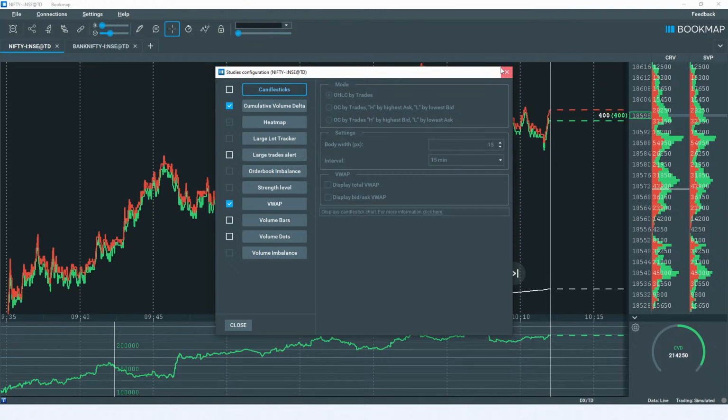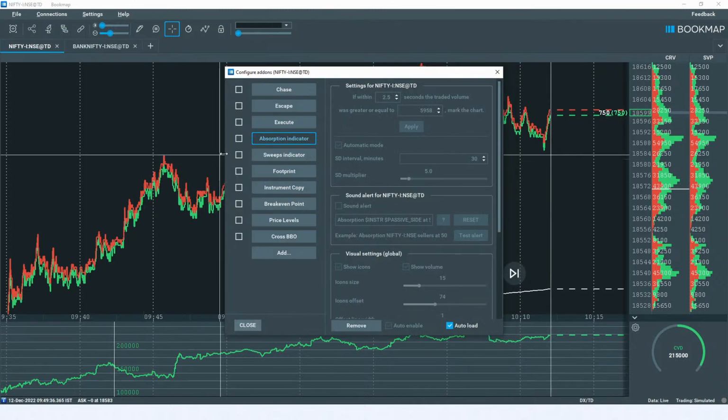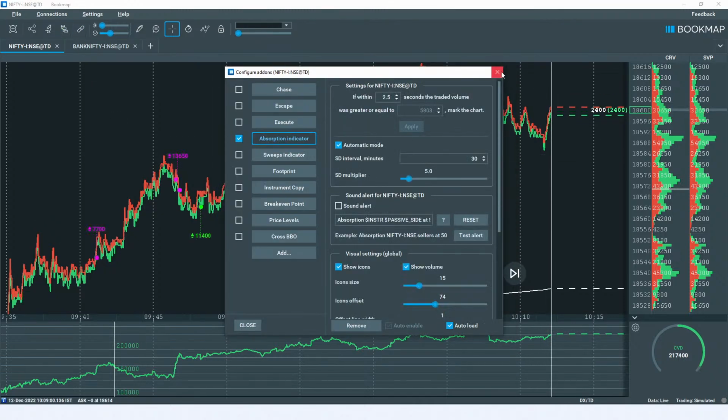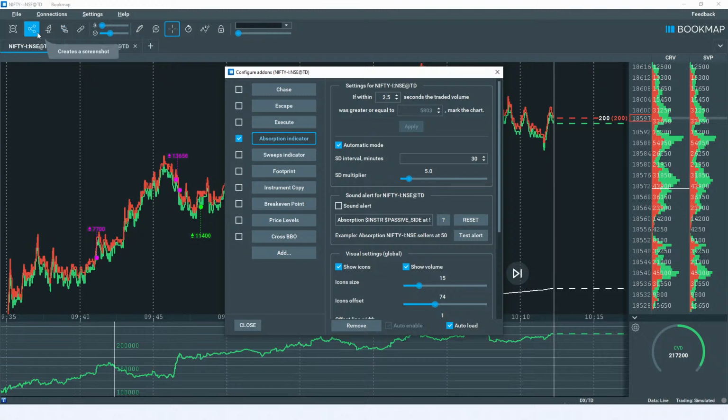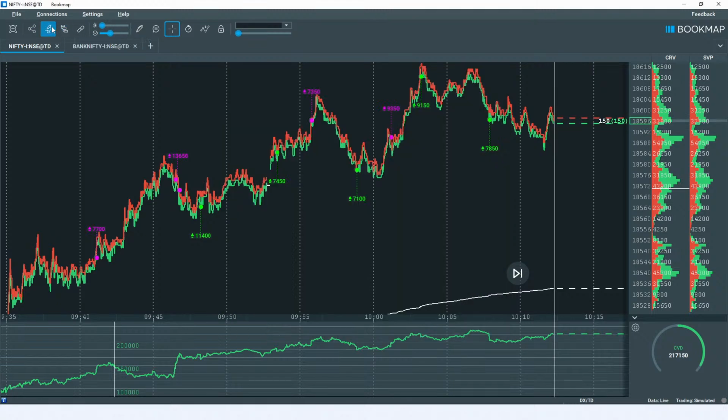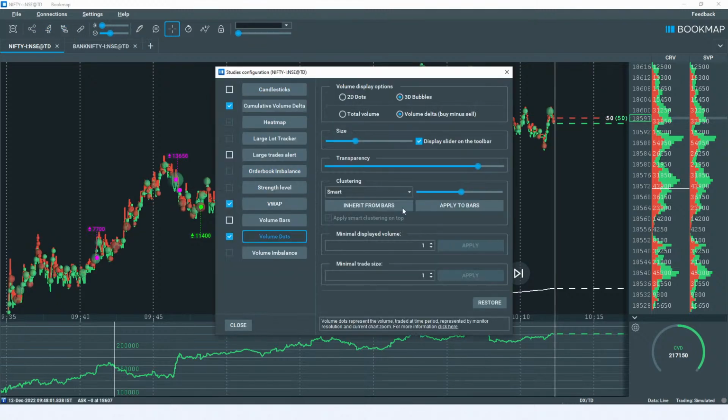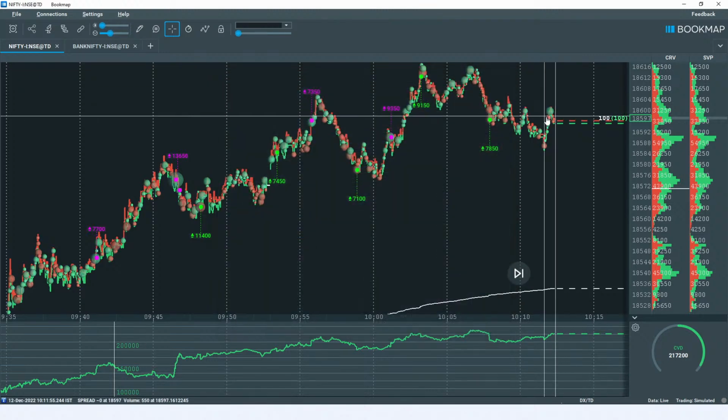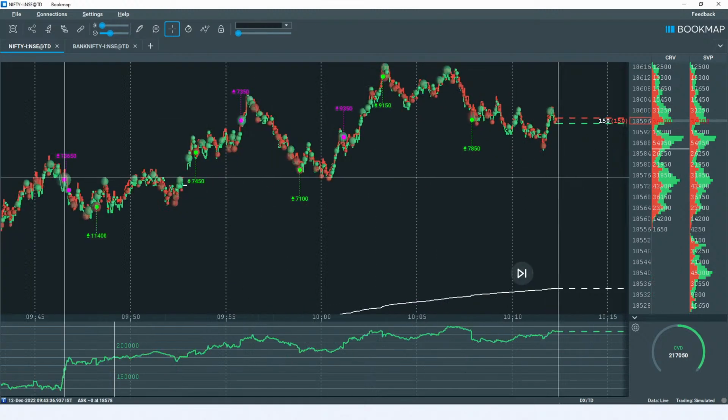So let me disable the candlestick charts, and I will enable the absorption indicator. I have explained this particular indicator in many webinars. This is one of the powerful indicators offered by Bookmap. But just give me a moment. I think I forgot to explain this. If I enable the volume dots, it will show us the buying and selling volumes.